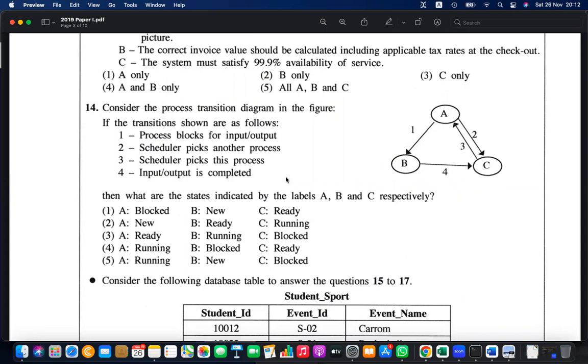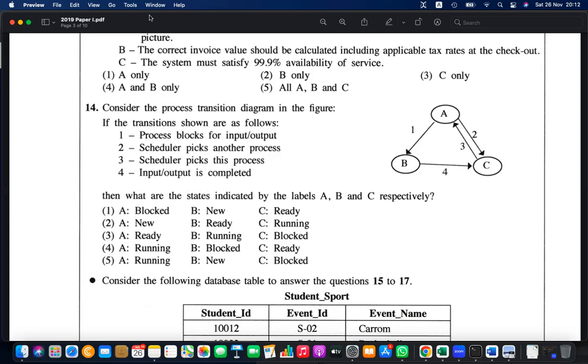C is ready too. The scheduler picks another process. What is that? 2. The scheduler picks this process, and then another process. This is called what? This is called context switching. Can you remember the word context switching? Context switching means that from time to time the running context, the running thing in the processor, is changed.